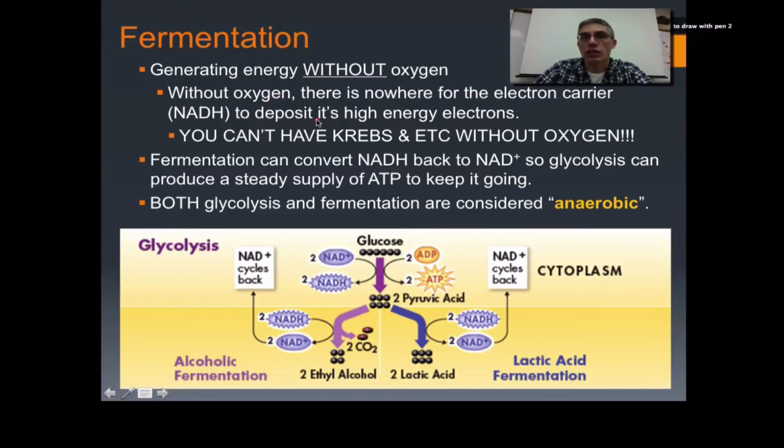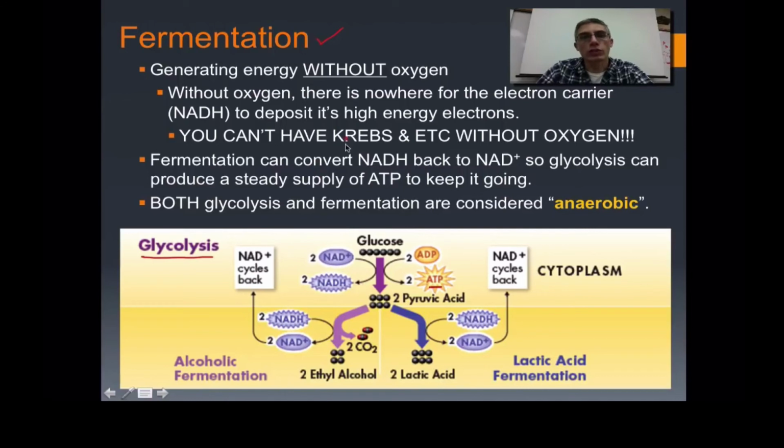So what we need to do is consider that some organisms that live on this planet live in environments that do not have access to oxygen. They still need to be able to produce ATP. Well, what they're going to do is carry out a special process called fermentation. And that fermentation is important because it's going to provide energy to make sure this process right here, glycolysis, continues to go.